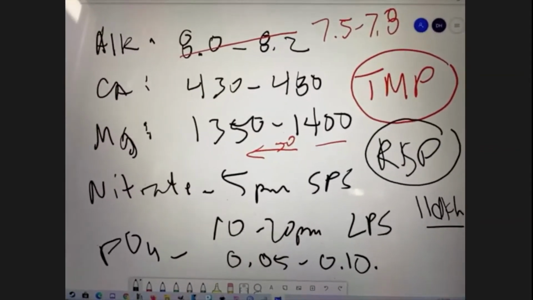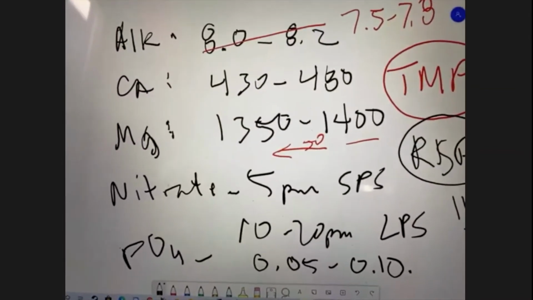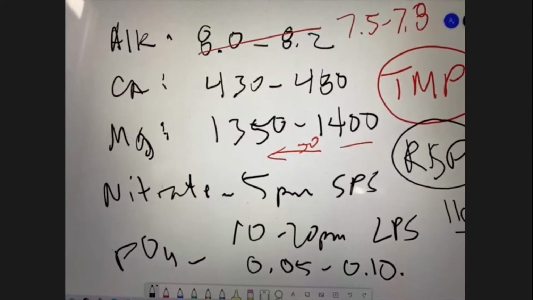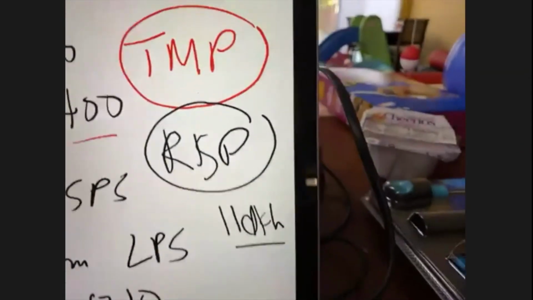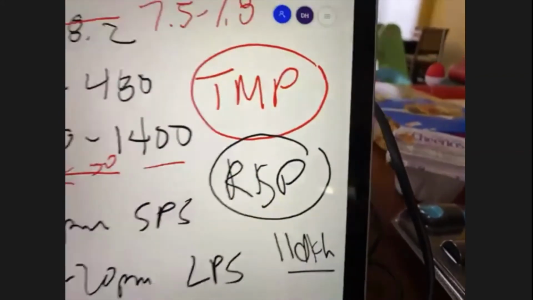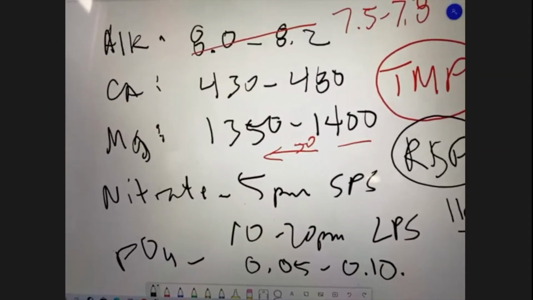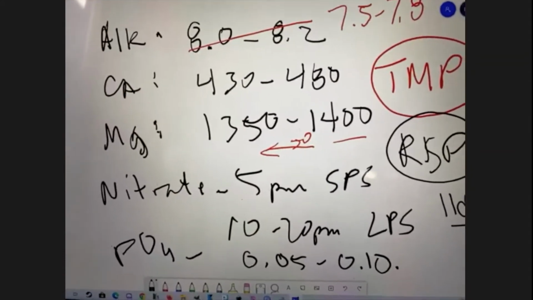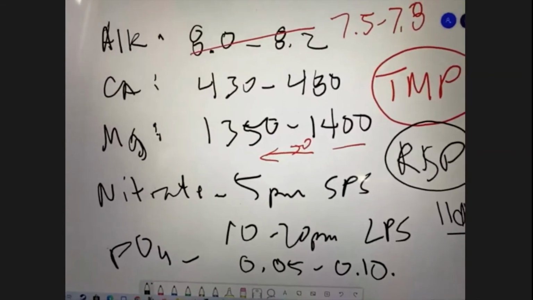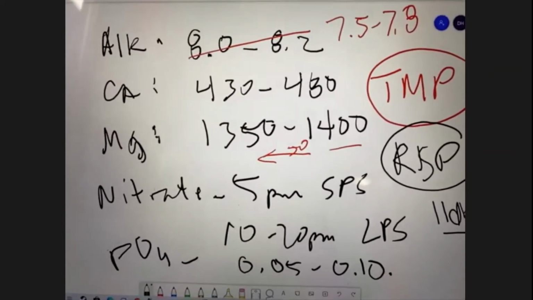My recommendation is to find the parameters you want to keep for your system, for the coral you want to keep, and then find a salt. Tropic Marin Pro, Red Sea, Indian Ocean, whatever salt you use, try to get a salt that is closest to the parameters you want to run. And if anything, a little bit lower than the parameters you want to run, because it's easier to adjust up by adding stuff than it is to take away stuff.